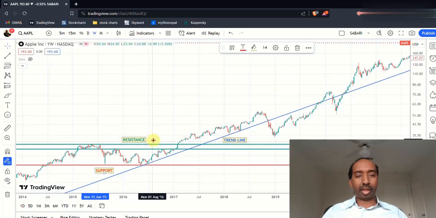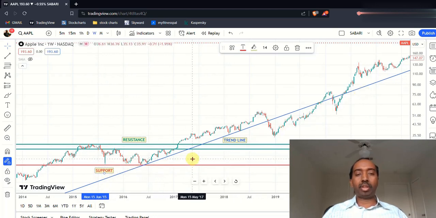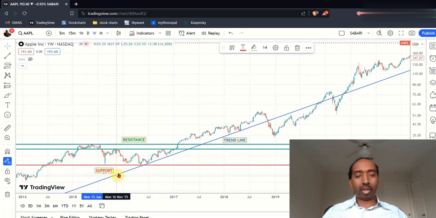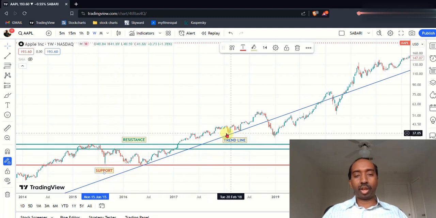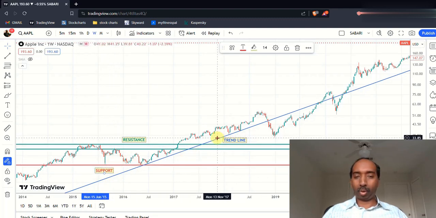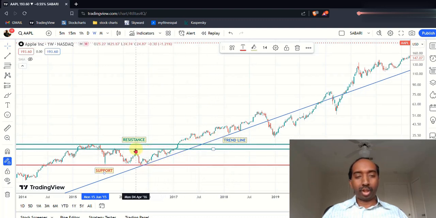We have a resistance line, or we can call it a resistance zone. We have a support line highlighted in red, and we have a trend line. When the price breaks the resistance line or resistance zone, support line or support zone, or trend line, it is considered a breakout. If the breakout is in the direction of the trend, here we have the resistance line, we have a breakout. Breakout should always happen at the extreme level of the zone.